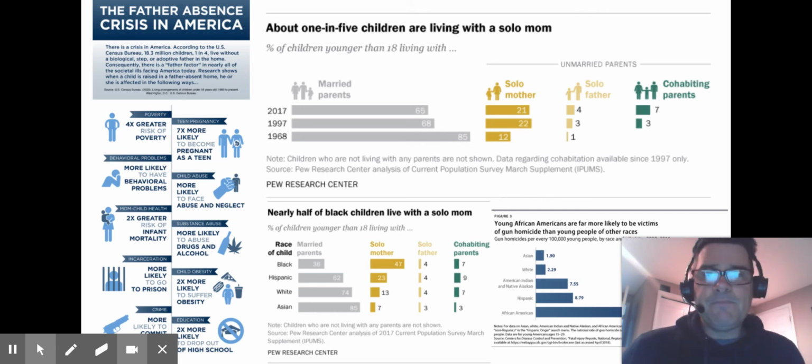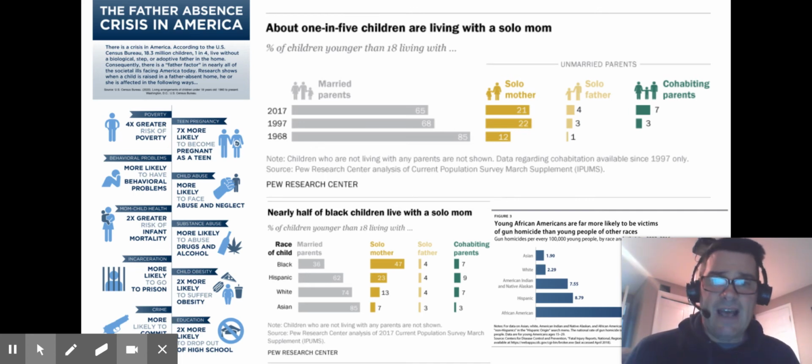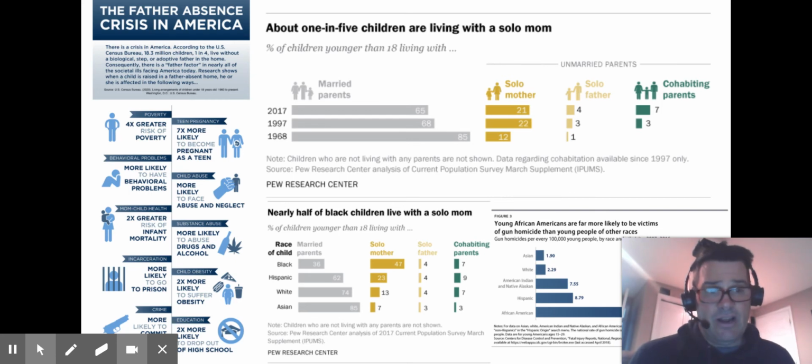negative consequences. You can see that the percent of people living in a family with married parents has gone down. In 1968, 85% of children grew up in a family with married parents, and that's down to 65% as of 2017. But if we break it down by ethnicity, it's much different across groups. Nearly half of Black children live with a solo mom. Only 36% of Black children have married parents, whereas for Hispanics it's 62, whites 74, almost 75%, and Asians have the highest rate of married parents, 85.